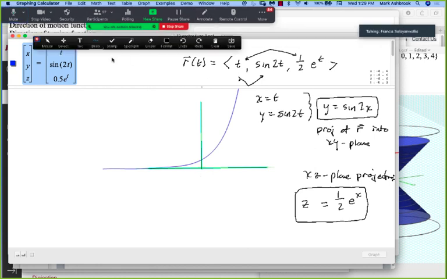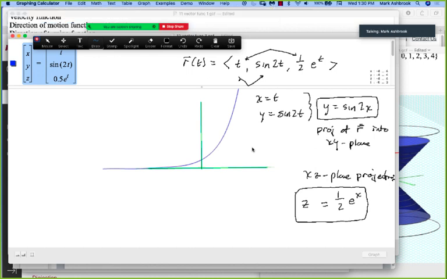Yeah, there it is. There's 1/2 e to the x. It's the same curve I showed you at first. It's the same space curve, but it's only the xz plane projection, which is only going to show this relationship between x and z. Now we can also go ahead.